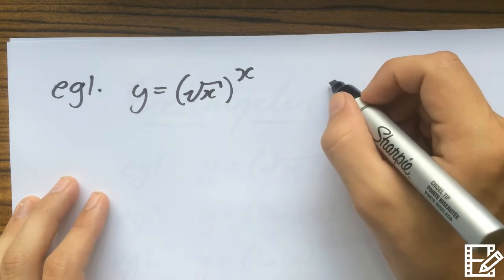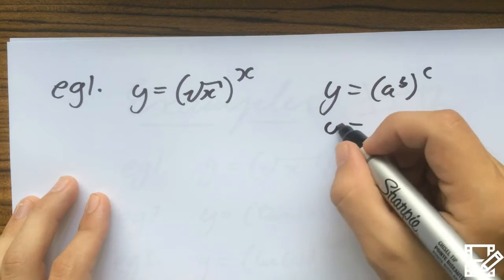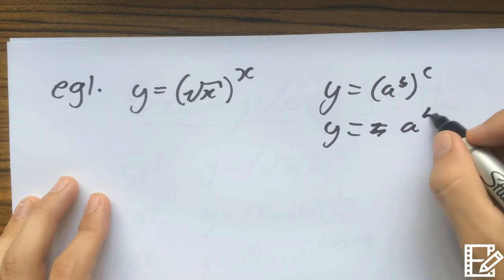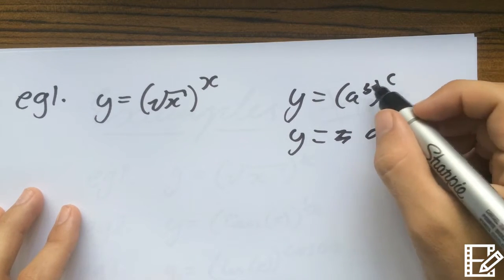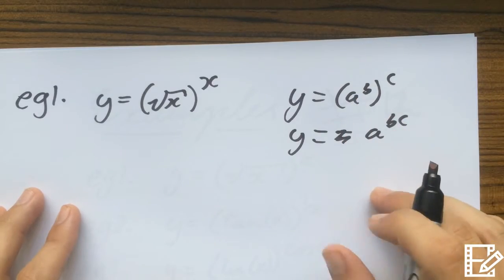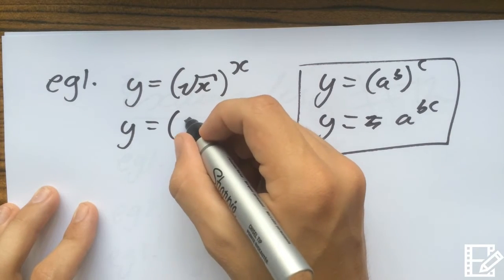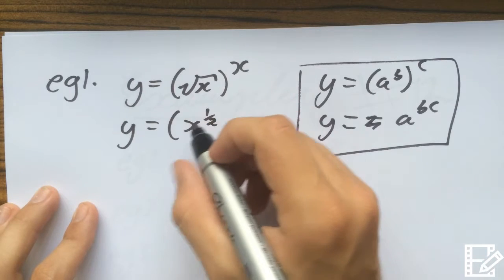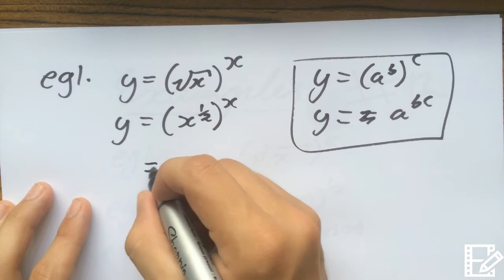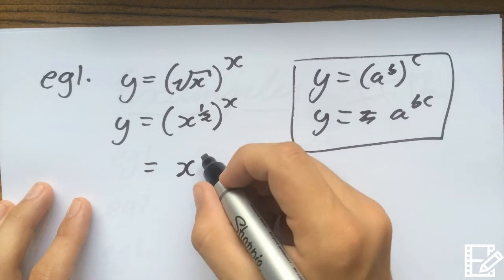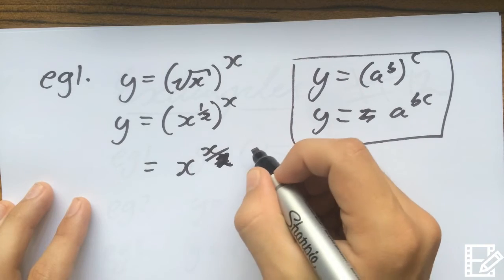I don't know if you know this, but there's a rule which states y equals a to the power of b, all to the power of c, equals a to the power of bc. If you have something to the power of something and then to the power again, you can multiply those two powers together. So that's what I'm going to do here. Because this is the same as x to the power of half, to the power of x. I'm going to multiply these two powers together. Therefore, we're going to get x to the power of x over 2. I hope you can read that's a 2.